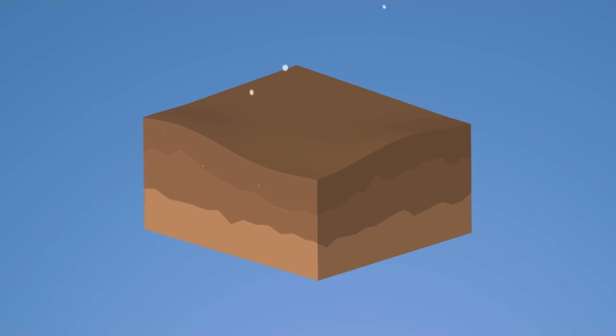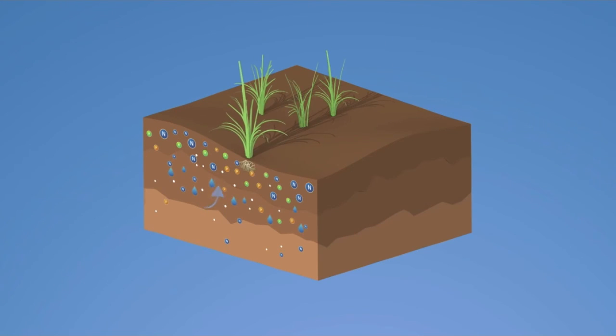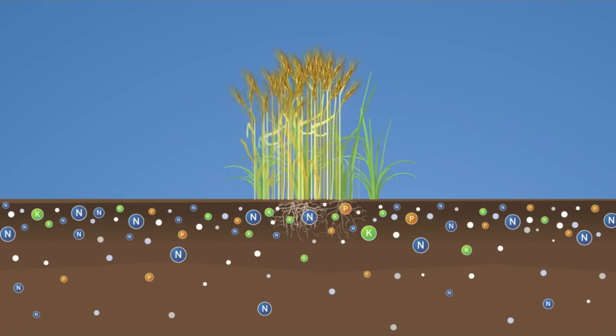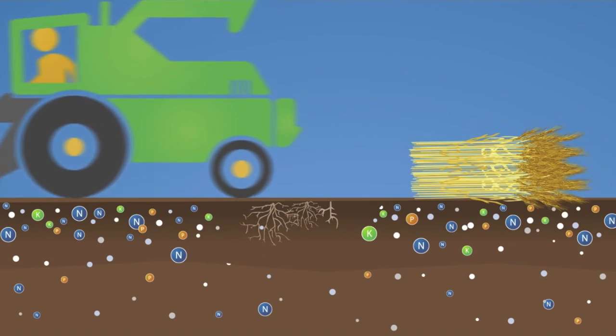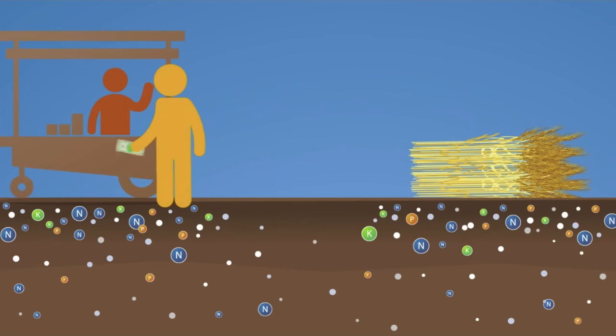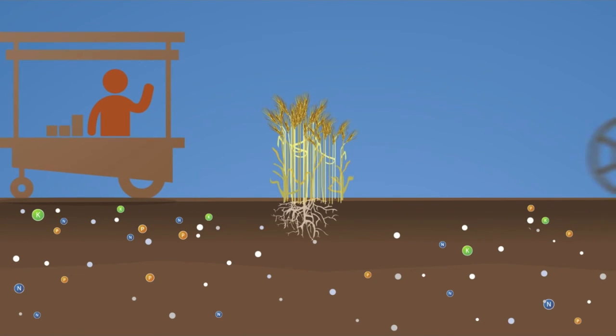Soils are like a bank where nutrients and water are stored. Plants get the nutrients they need from the soil through their roots. If these nutrients are not replaced through the use of fertilizer and organic material, the bank is depleted and the soil will slowly become less fertile.